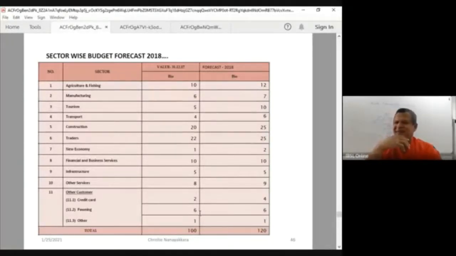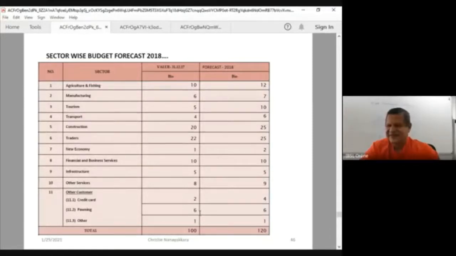Now the central bank has given these categorizations. We have agriculture and fishing. We have manufacturing. We have tourism. We have transport. We have construction. We have traders, where all the import and export will go. New economy. I think I need to explain what the new economy is. New economy is, in other words, what we call dot-com companies. Software companies and computer-related technological companies are all in the new economy.